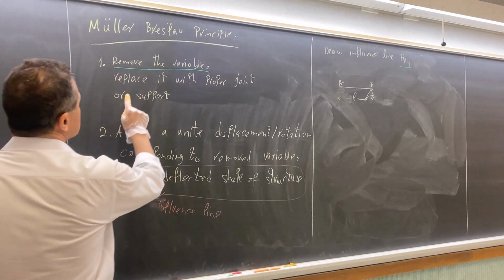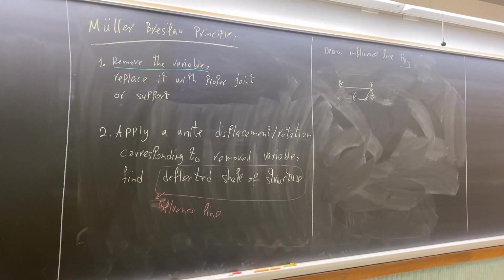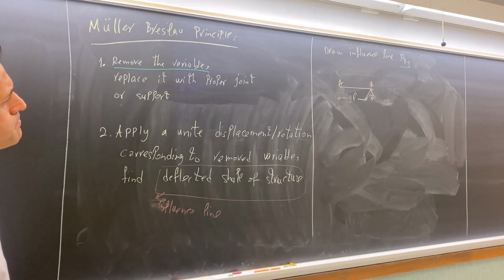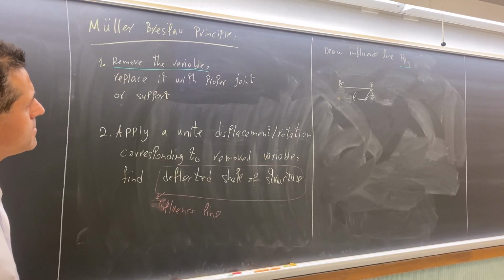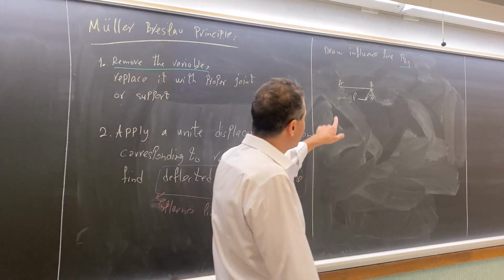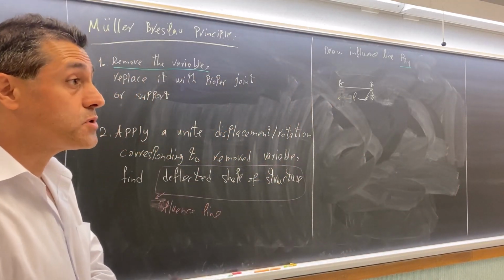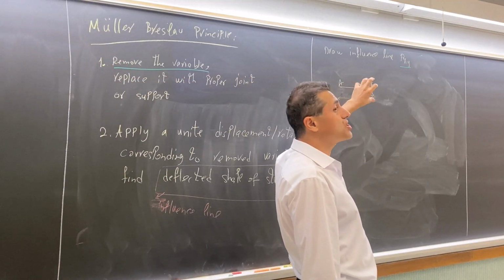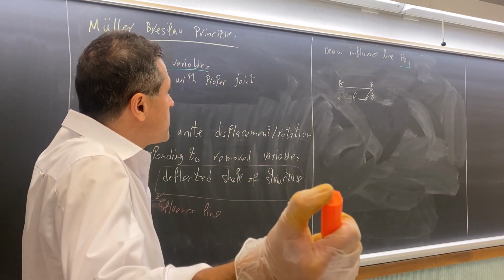Next, replace it with a proper joint or support. How? When you remove this, basically point A is free, so you don't need to replace it with anything. But sometimes when you remove a variable internally, you have to change that convention. Later you will see. But here we don't need to do anything because point A is free.